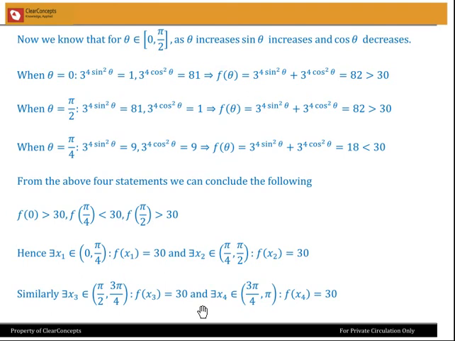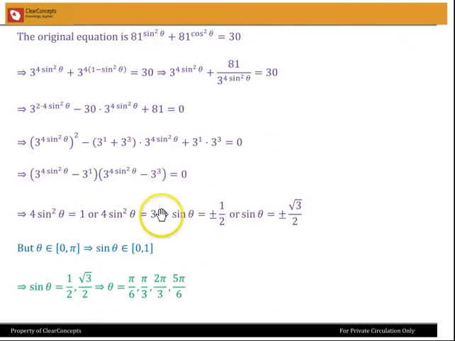So let's deal with it. We need to find 4 values. So our original equation, 81 to the power sine square theta plus 81 to the power cos square theta is equal to 30. I can rewrite in terms of base 3, and I can also replace cos square theta with 1 minus sine square theta. So I get 3 to the power 4 sine square theta plus 3 to the power 4 times 1 minus sine square theta is equal to 30.